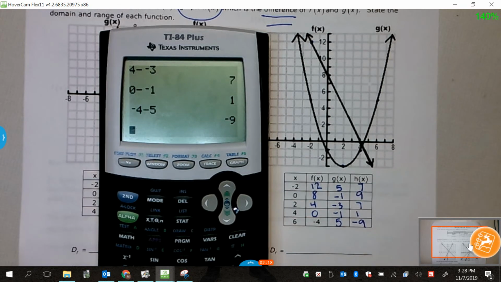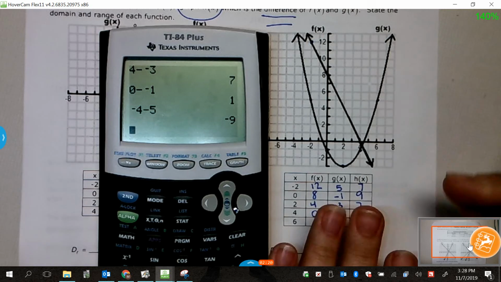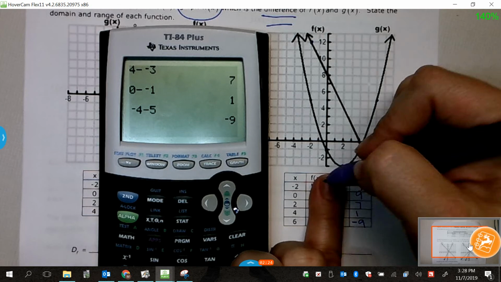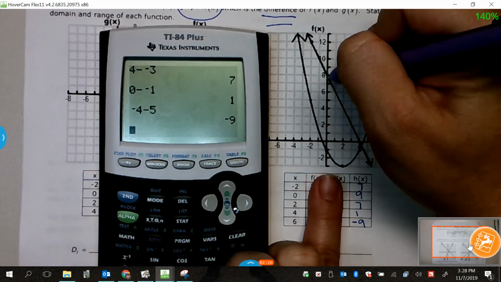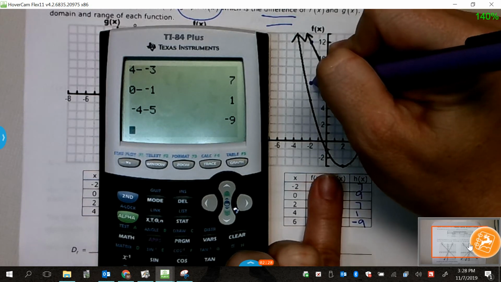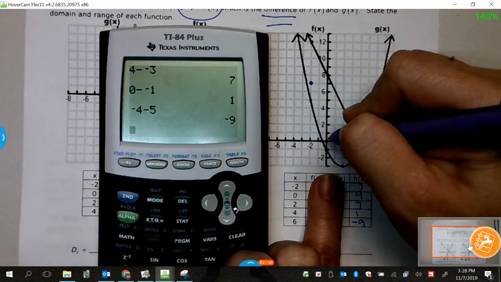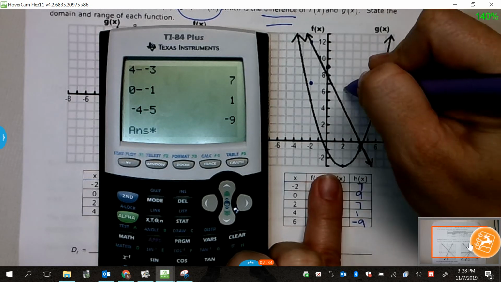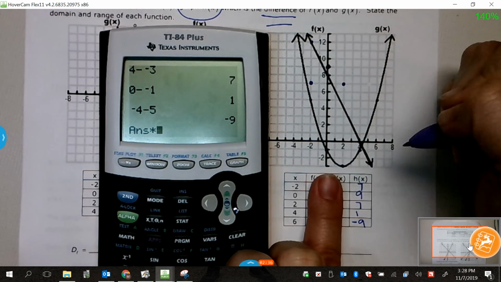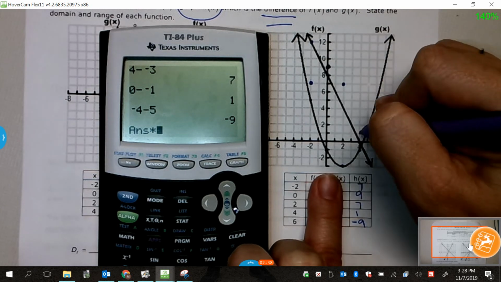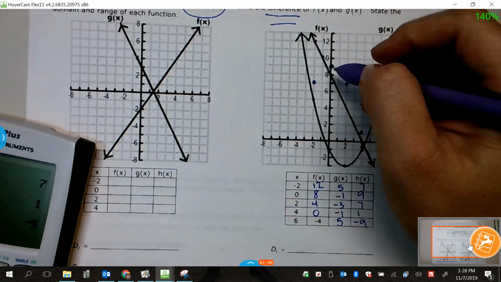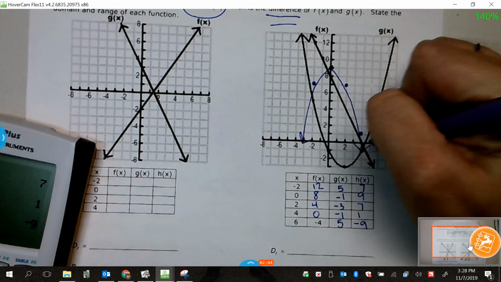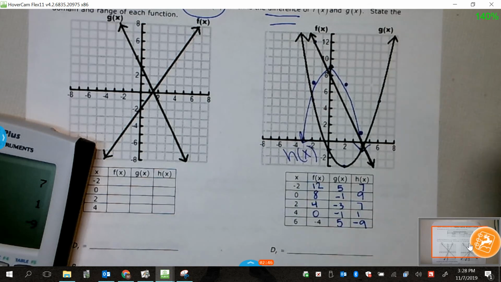So I'm going to plot what I can. That's when you're going to ignore these two in the middle. Okay, and we have the point -2, 7. We have the point 0, 9. We have the point 2, 7. We have the point 4, 1. I can't plot that other point, so this is going to look like this. And this is our h of x.